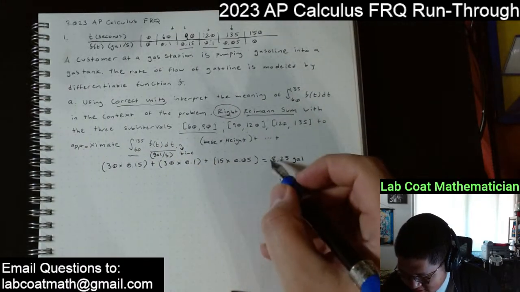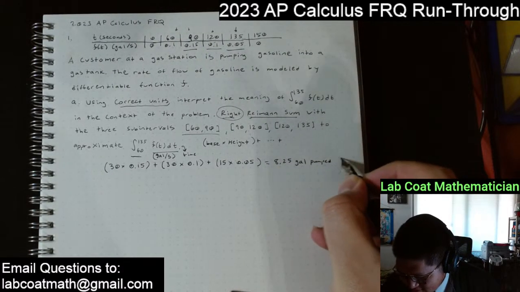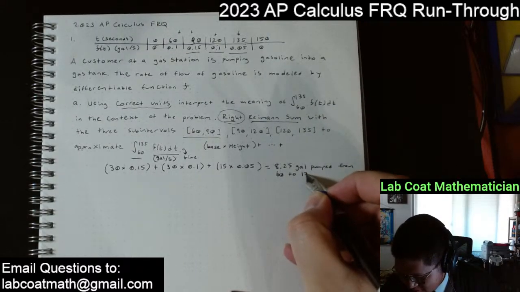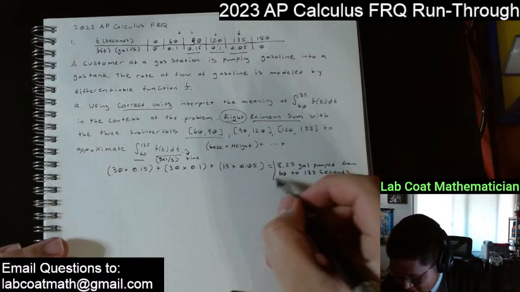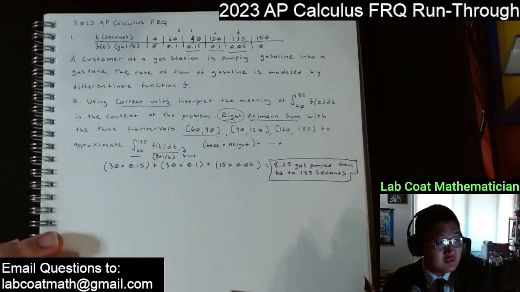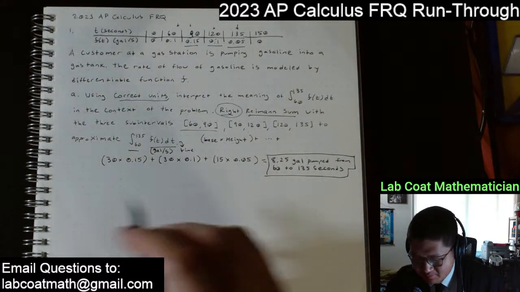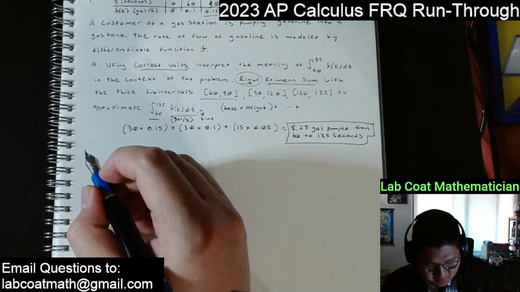Okay, so this is the 8.25 gallons pumped from 60 to 135 seconds. Okay. And that is going to be what the definite integral is asking for, and what the units will pertain to in terms of the way that this gasoline is being pumped in the problem. Okay, quite nice. So let's go over to part B here.